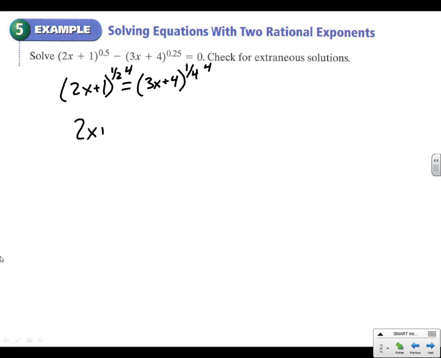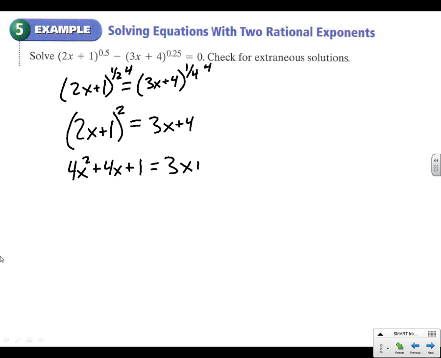But here on the right, what's half of 4? 2. So we're still squaring. 1/4 of 4 is just 1, so the exponents go away on the right. We're going to have to FOIL here. We're going to have 4x squared, 2x times 1 is 2x, twice is plus 4x, plus 1 equals 3x plus 4.